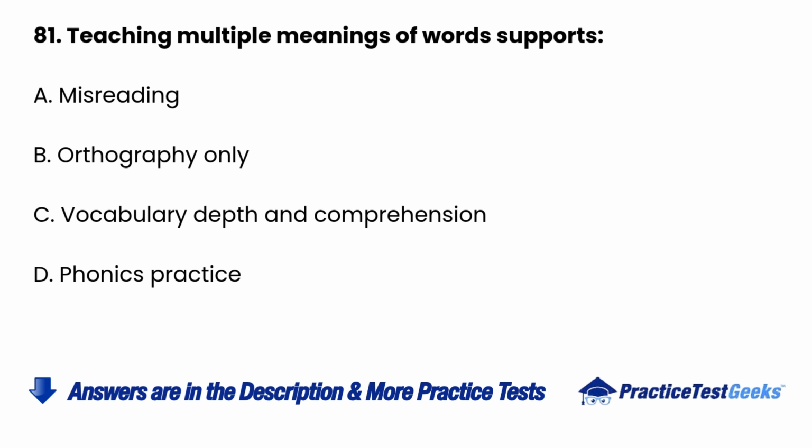81. Teaching multiple meanings of words supports A. Misreading. B. Orthography only. C. Vocabulary depth and comprehension. D. Phonics practice.